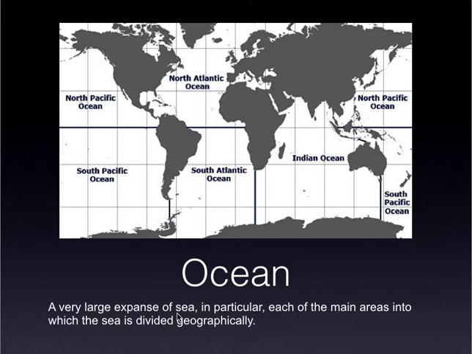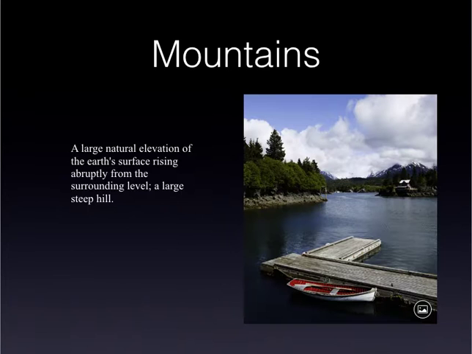All right, the definition of ocean is a very large expanse of sea, in particular, each of these main areas into which the sea is divided geographically. See these little squares around North America? Those are the geographic features that help us specify where the coordinates of North Pacific Ocean is, and South, and North Atlantic and South Atlantic. So this kind of gives us coordination of where specifically everything is. And so maps really help us with that.